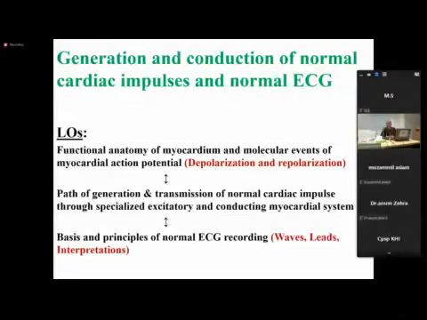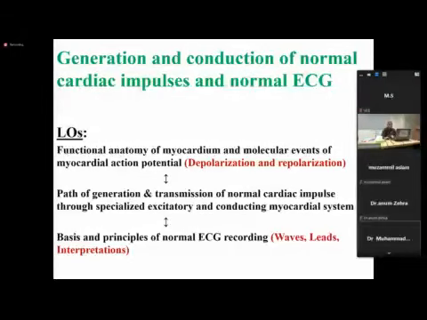Why are these placed one after each other? Because they are all very much interrelated. Without normal cardiac rhythm, we cannot study normal ECG. And without both of them, we cannot go to the cardiac cycle. So therefore, I'll start the story with the first topic, which is generation and conduction of normal cardiac impulse and normal ECG. Can you hear me clearly? Yes, sir.